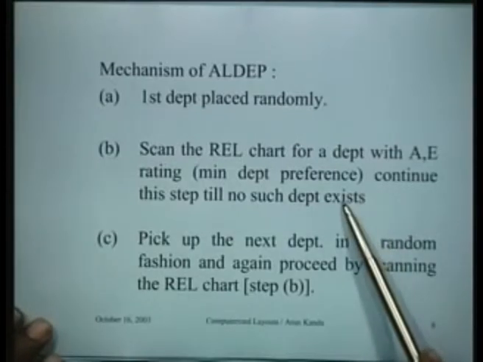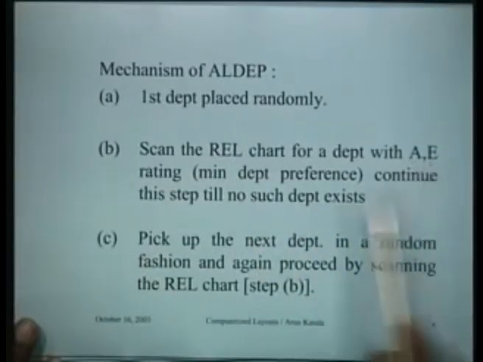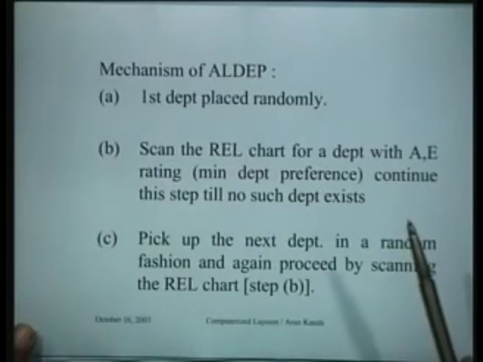So what happens really is that you place the first department at random, and then you pick up another department which has a closeness rating. That means when you're trying to locate friends in a hostel, you locate the first person randomly, and then you pick up a second person who is very friendly with the first person and place him next, and then again put the next person who is very friendly, and the friendliness here is determined by the ratings A or E on an REL chart.